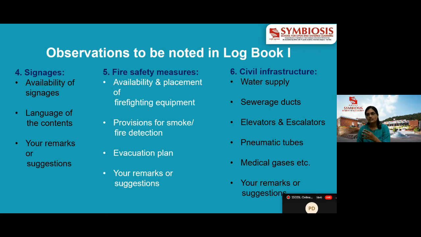Okay, then sewerage, how the wastewater is collected and disposed. Then elevators and escalators. How is the placement of elevators and escalators? Then pneumatic tubes for transport of laboratory materials. If available, then what is the system for that? That you can mention. Then medical gases. Of course, most of the multi-specialty hospitals have central system for medical gases. So the appropriate color coding for pipelines, if it is there or not, that everything you can observe and note it down.